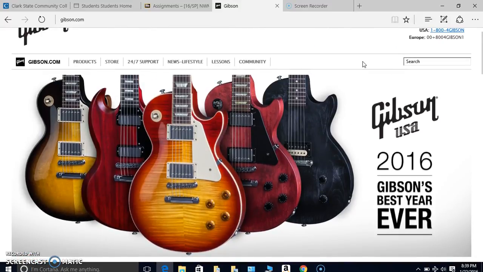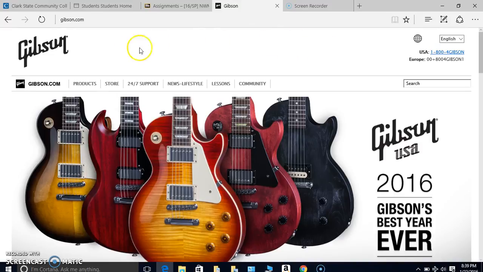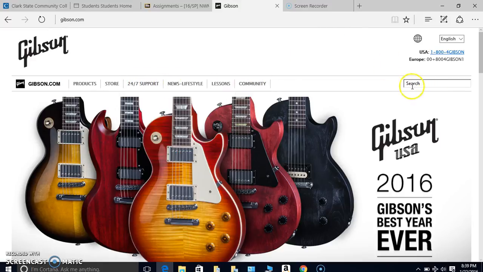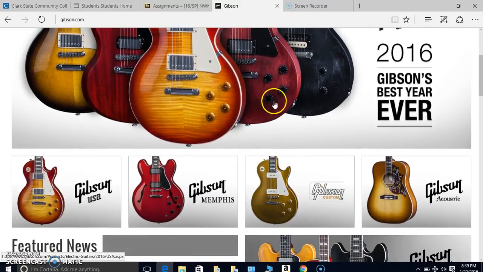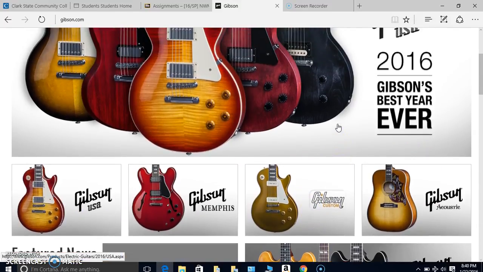Next thing I wanted to talk about is balance, which is visual weight. So here we have balance with the Gibson logo at the left of the page, balanced out by the contact information and language selection on the right side of the page. We also have balance with the navigation bar here on the left, balanced out by the search bar here on the right. And scrolling down on the page, it's also balanced out by different selections, different links to pages for the different types of guitars that they have available.